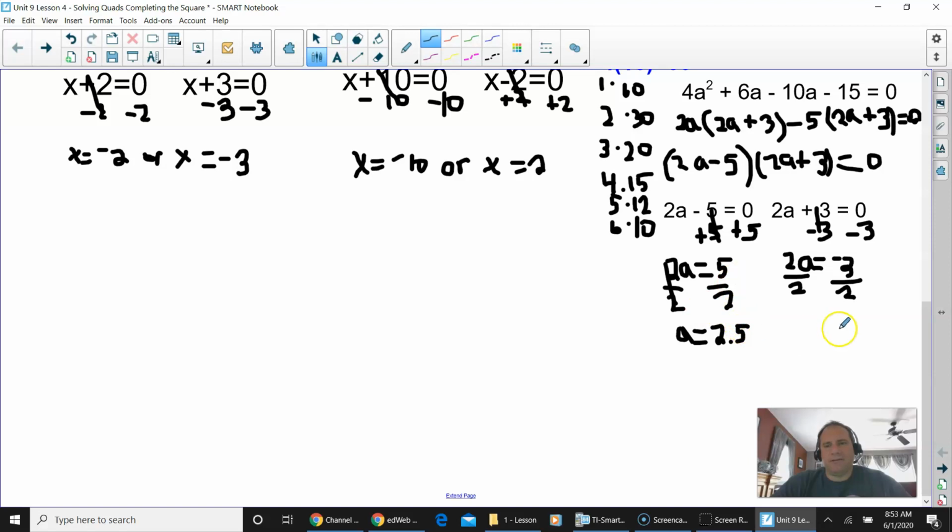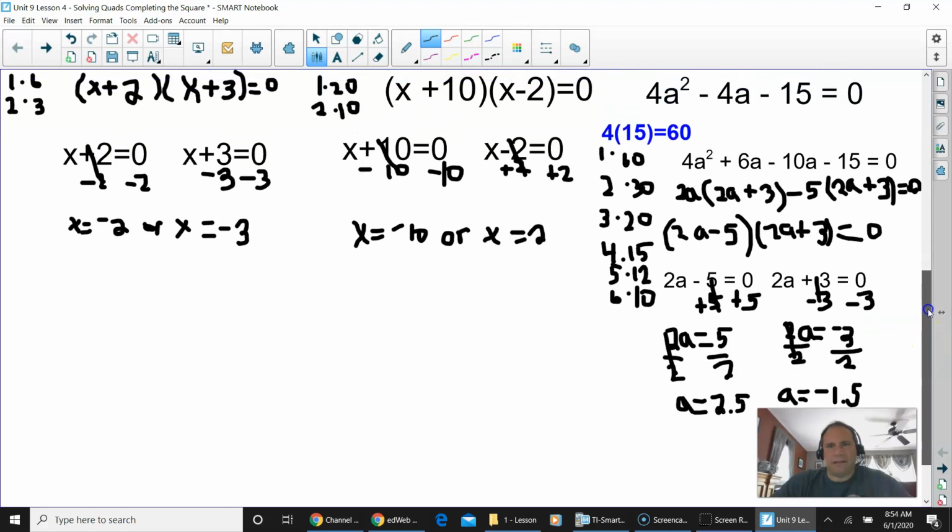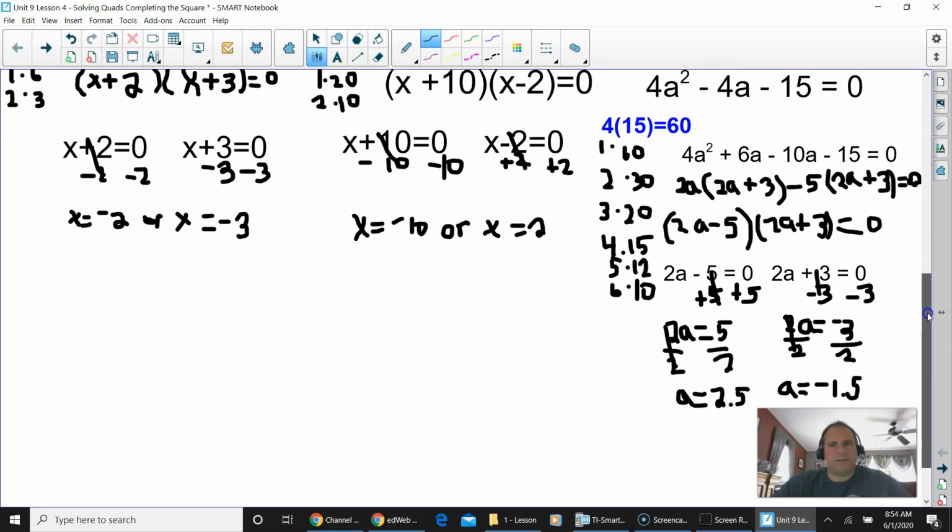5 divided by 2 is 2.5, and a equals negative 1.5. And those are the roots, and that finishes that third question on that do now.